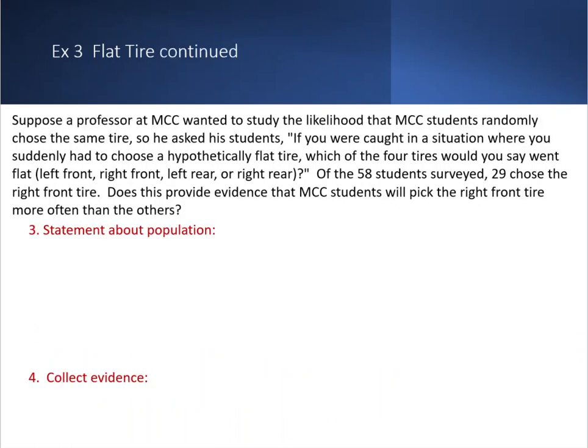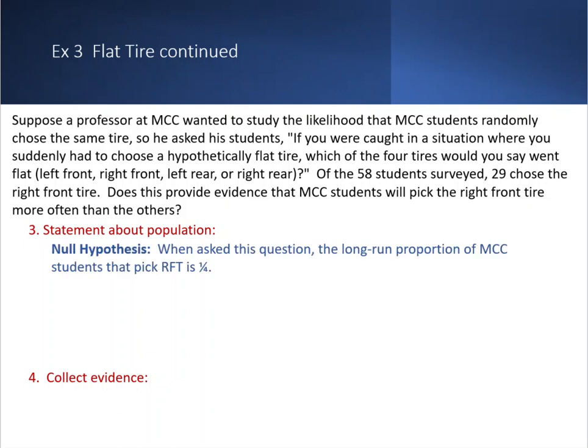So, what about our statement about the population? Remember, we are assuming something about the population and then work to show whether or not it's different. So, our population assumption, the null hypothesis, always is a statement of equality. We might say something like, when asked this question, the long run proportion of MCC students that pick right front tire is 1 out of 4.